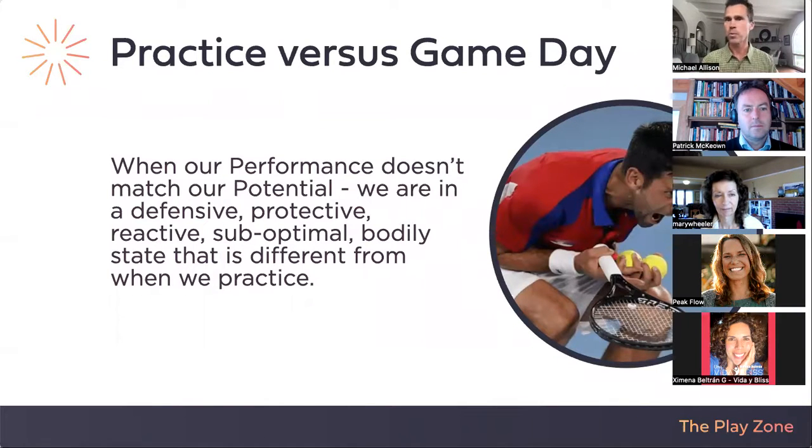Why do we tighten up? Why do we struggle to perform consistently? And why do we break down when it really counts? It's because when our performance doesn't match our potential, we are in a defensive or protective, reactive, suboptimal physiological state. That's different from when we practice, or when we're at our best. That's all that it is.